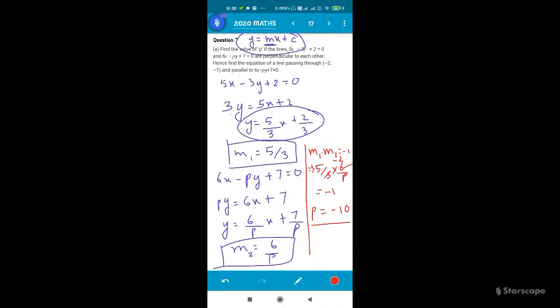Alright. So this is the value of p which they have asked. This is the first part of the question. We have found out the value of p. Now using this p, first of all, we are going to find the equation of this line. And then we have to find the equation of another line which is passing through this point and it is parallel to this line. So let us do it.